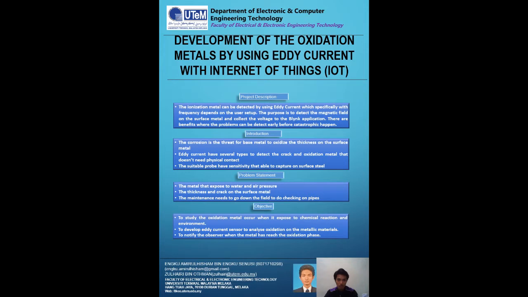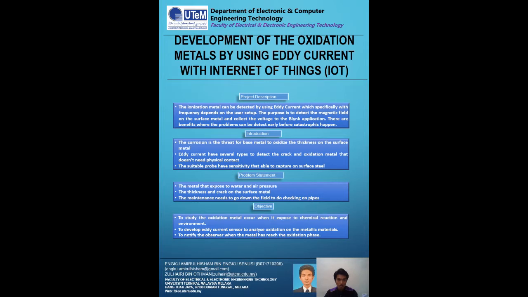So for the introduction, as we know, the corrosion is a threat for the base metal to oxidize the thickness on the surface metal. The base metal, for example, is lead, copper, nickel, and zinc. Eddy current have several types to detect the crack and oxidation on metal that doesn't need physical contact. The types of eddy current probe are TT, transmitter and transmitter probe, TR, transmitter and receiver probe, and lastly impedance probe. The suitable probe have sensitivity and able to capture on the surface metal.